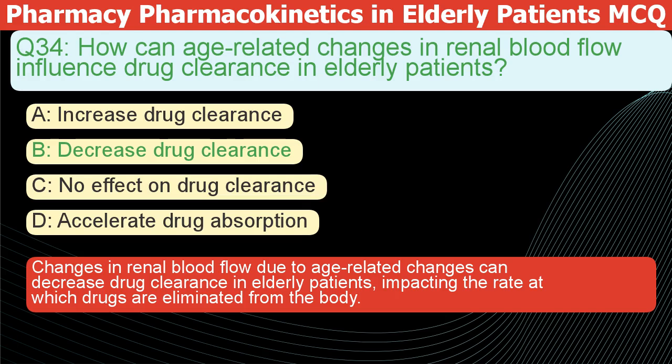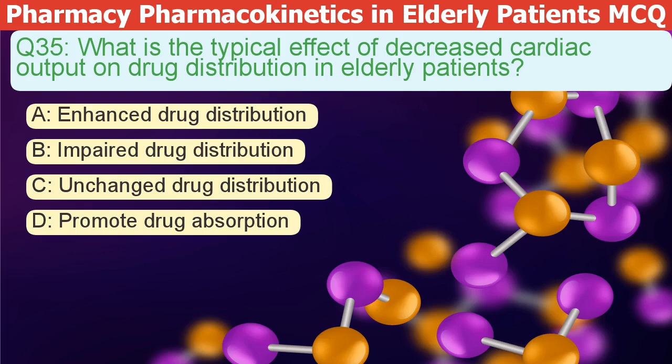Changes in renal blood flow due to aging can decrease drug clearance in older adults, impacting how quickly drugs leave the body. What is the typical effect of decreased cardiac output on drug distribution in elderly patients? A. Enhanced drug distribution. B. Impaired drug distribution. C. Unchanged drug distribution. D. Promote drug absorption.